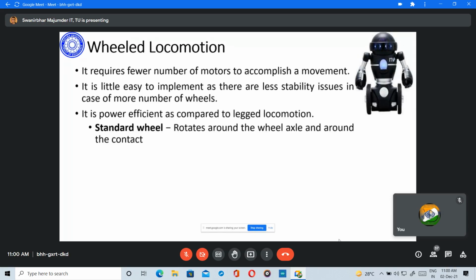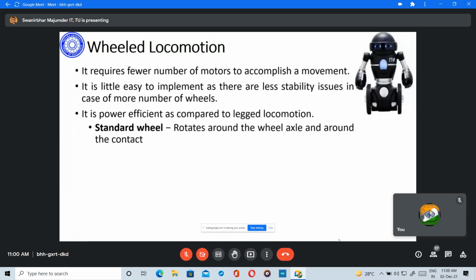So it is more power efficient, obviously, because you don't have to use the potential energy, because for pulling the leg up you need a lot of potential energy, and for pulling it down also you have to use the shock absorbers properly, otherwise it will fall with a thud and break. So that is a lot of power consumption there. So it is efficient compared to the leg locomotion.